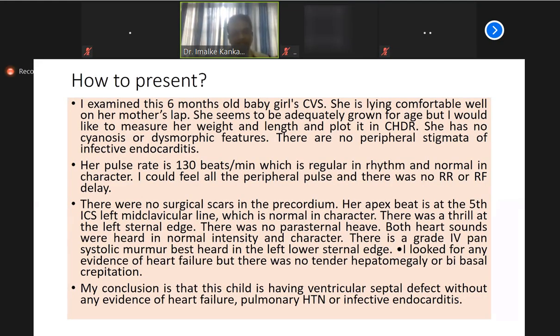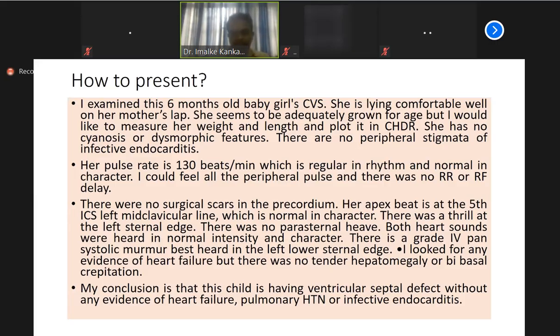So her pulse rate is 130 beats per minute, which is regular in rhythm and normal in character. I could feel all peripheral pulses. So use different sentence types. I could feel all the peripheral pulses and there was no radio-radial or radiofemoral delay. You could not appreciate it, it may be there, but you could not appreciate that, which is possible with this much of a high heart rate. There were no surgical scars in the precordium.